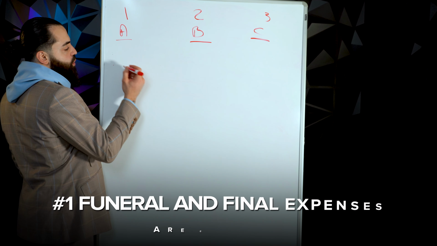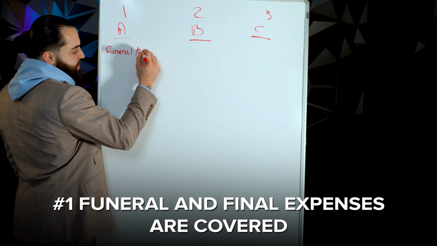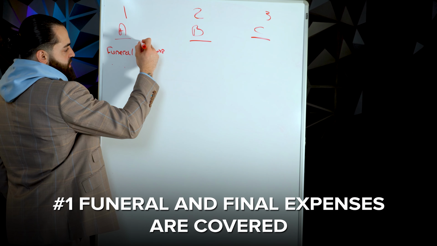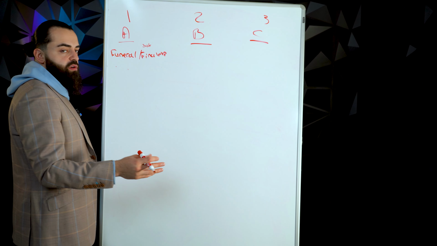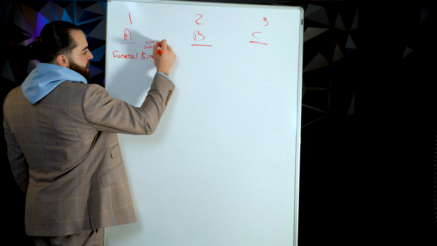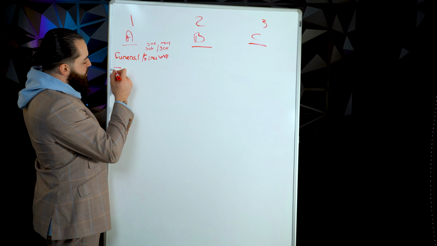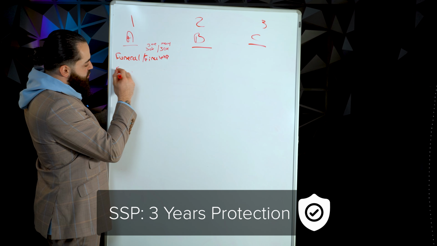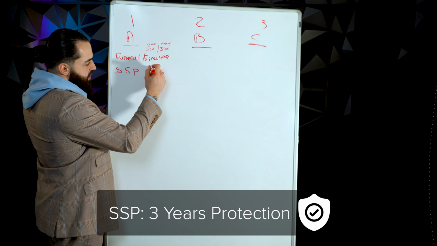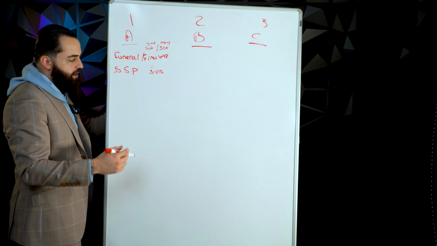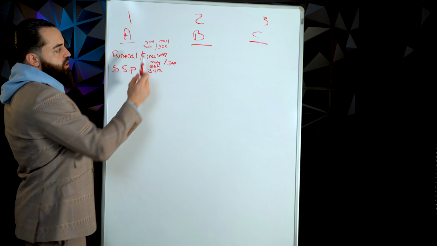So we got option one, funeral and final expenses are covered. Let's just say we're setting aside $30,000 of coverage with one carrier. We're maxing out their limit of $30,000 for Joe and Mary. Then we got income protection, the SSP, let's just call it Social Security protection. We'll do 3 years each. So that's 36,000 for Mary, Joe. So here we have one carrier.